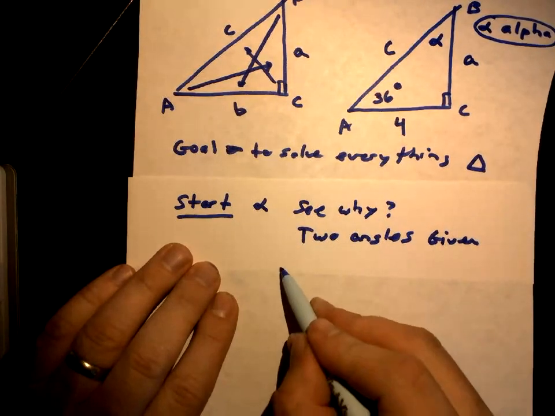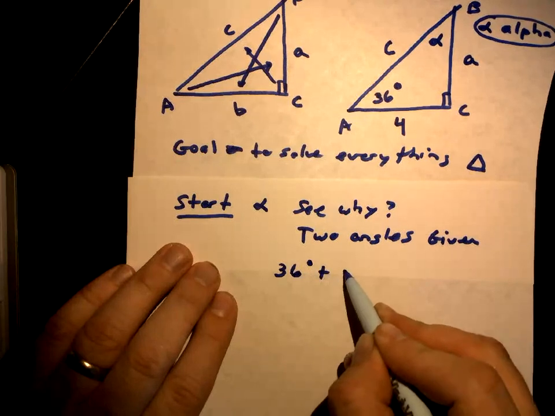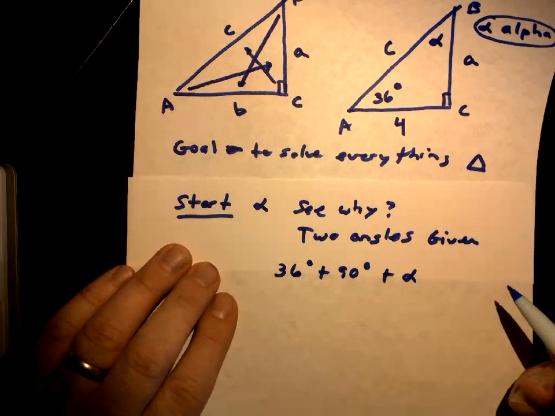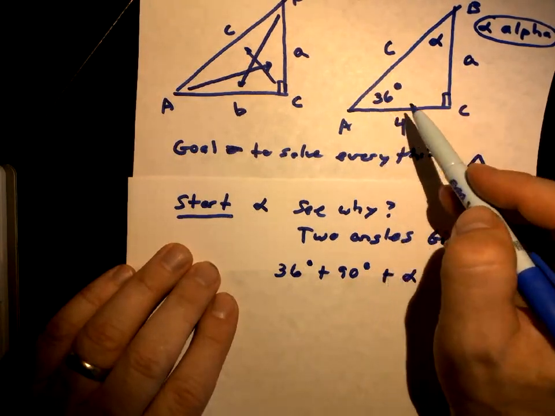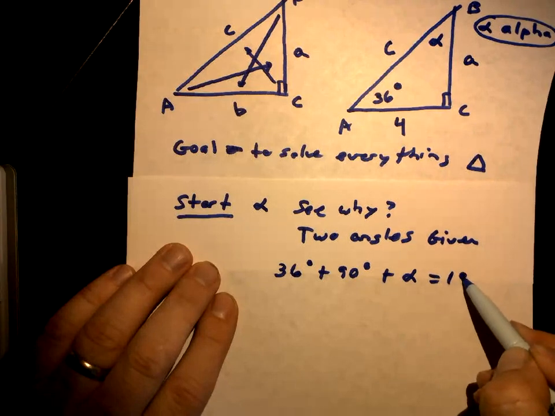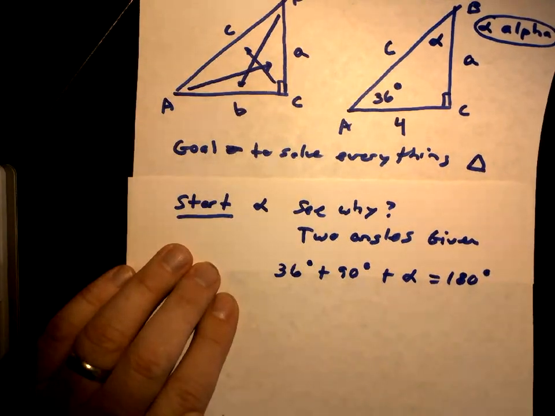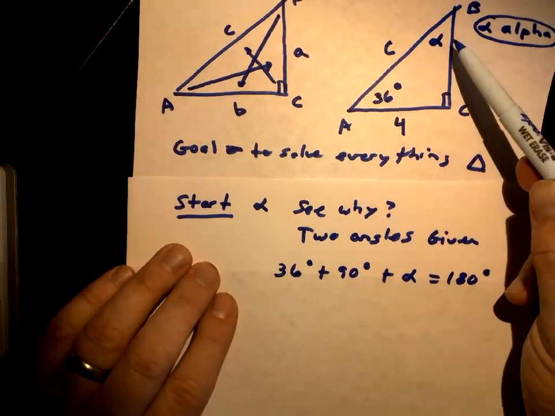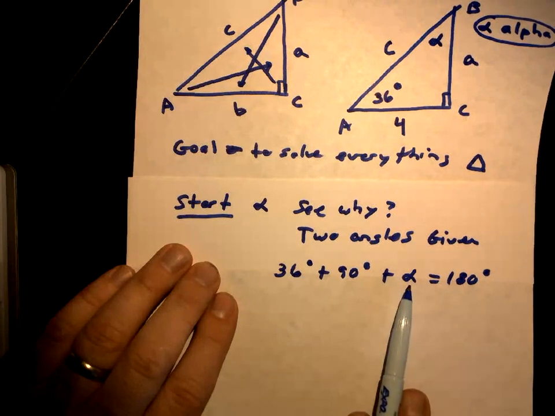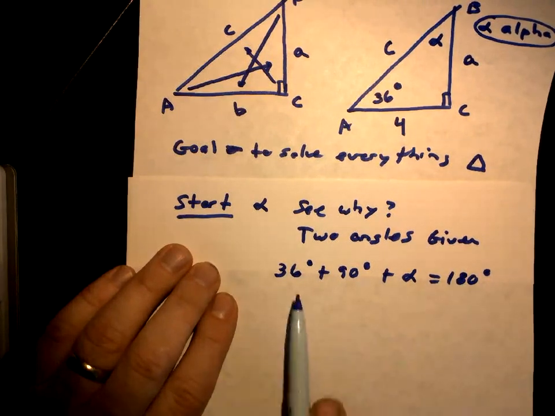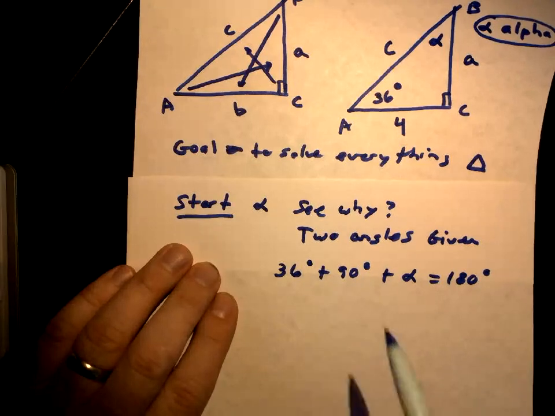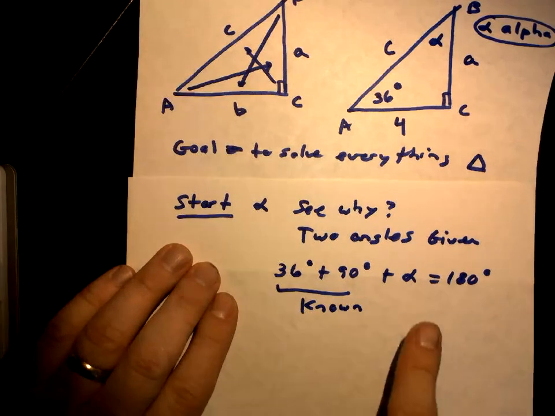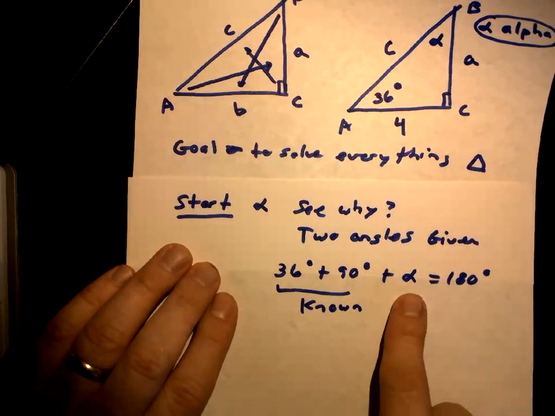Remember that if I go 36 degrees plus 90 degrees plus alpha, what does that equal? All the angles in a triangle equal 180 degrees, right? So I have this one, I have this one, I don't know what that one is, but I'm going to set them equal to 180. As long as you have two known, I have an unknown, and I want to solve for that unknown.